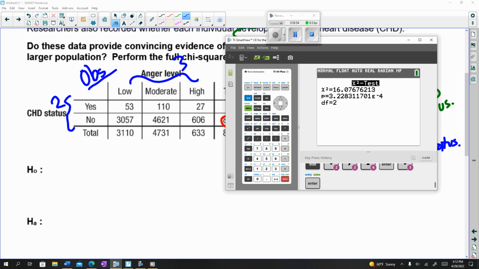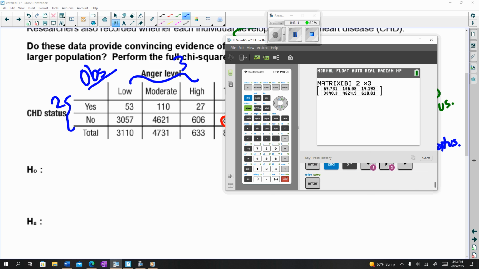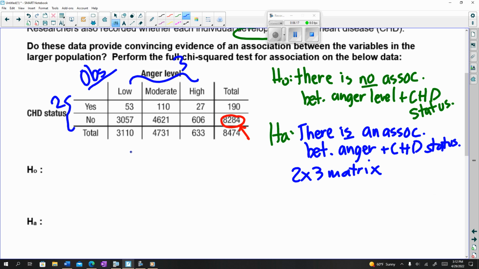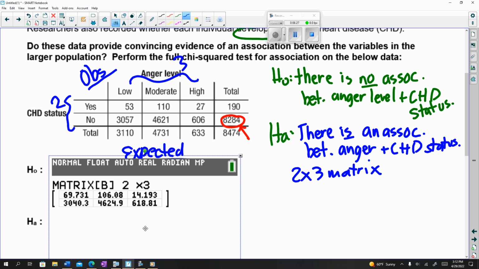Now remember, we don't really care yet about the chi-square test statistic and the p-value. Instead, we have to go back and copy down our expected counts, which are going to be located now in matrix B. So we press second, x to the negative 1. You could choose number 2, or again, you could go to edit and go down to matrix B, and now matrix B will be different, and those are going to be your expected counts. So in this case, maybe I'll make it a separate expected counts table, and I'll just kind of drag and drop them for you for the sake of time. Okay. So now we have our observed counts and we have our expected counts.